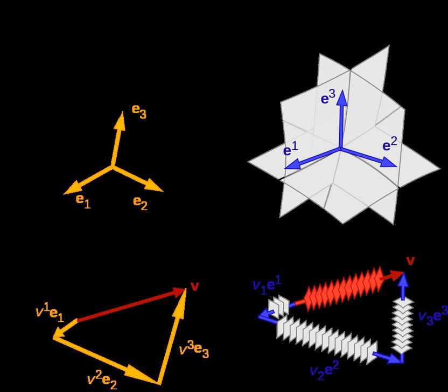Given a basis f, x1 through xn of V, there is a unique reciprocal basis f sharp, y1 through yn of V determined by requiring that y^i(x_j) equals delta^i_j.